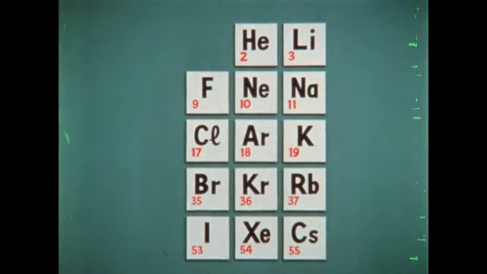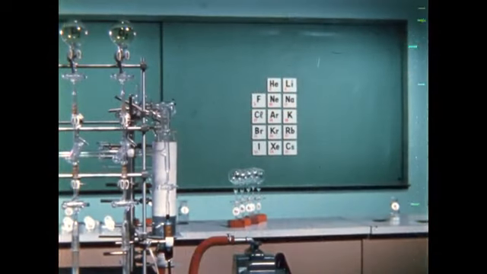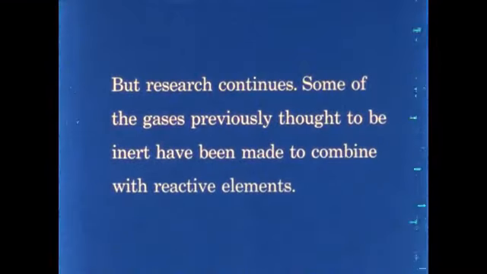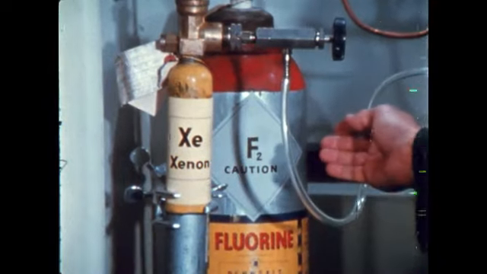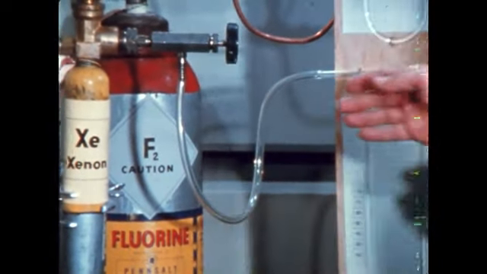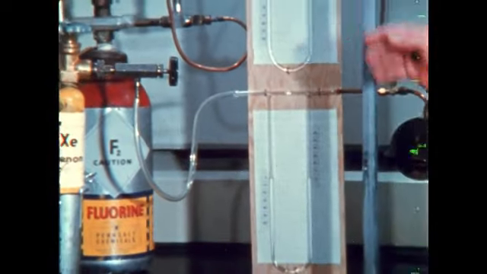Finally, we discovered a third chemical family. Each atom of these elements has one more electron than an inert gas. Thus, the inert gases were our key to discovering families of elements, and the atomic numbers were our key to arranging the families in the periodic table. But research continues. Some of the gases previously thought to be inert have been made to combine with reactive elements. Xenon and fluorine were being passed through equipment such as this, even as the preceding film was being completed.